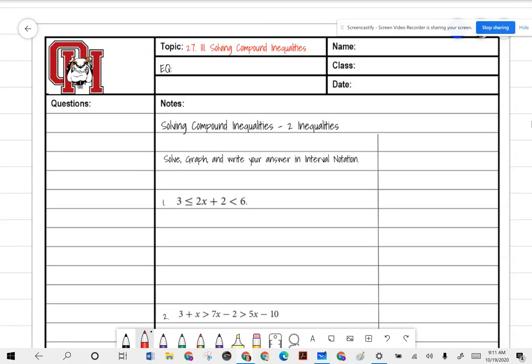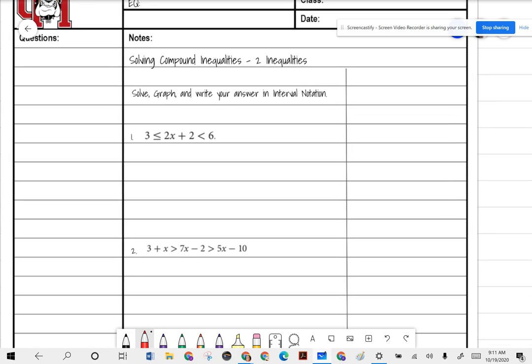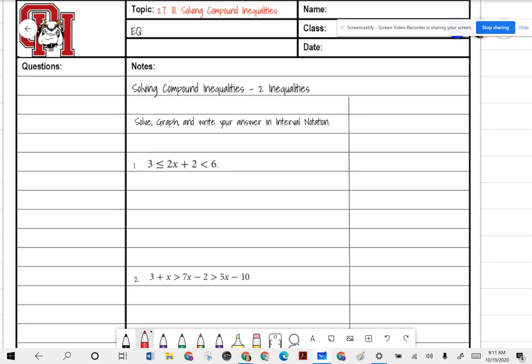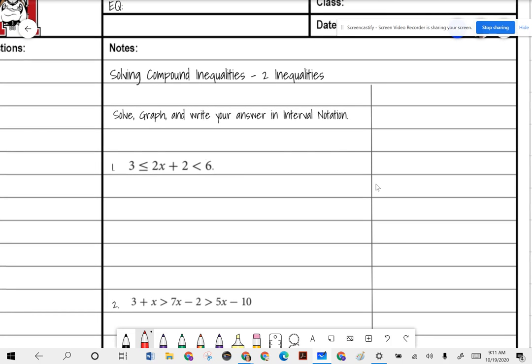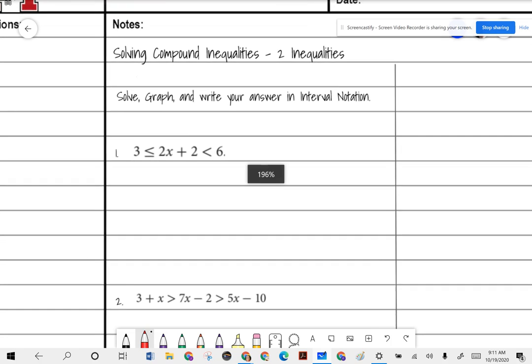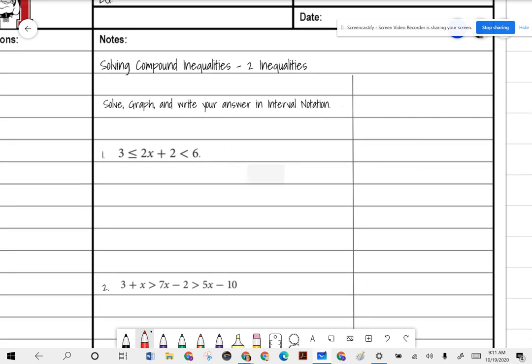In this video, we are going to talk about solving compound inequalities. So basically, the idea behind a compound inequality is that there are two inequalities within the inequality statements. So we are supposed to solve, graph, and write our answer in interval notation. So the best way to look at this, and let me give you some background just before we get started.